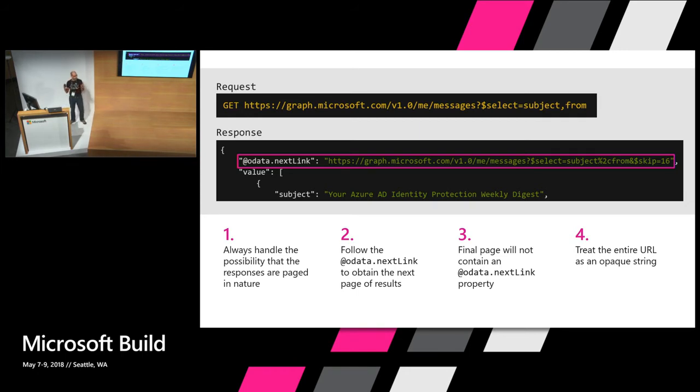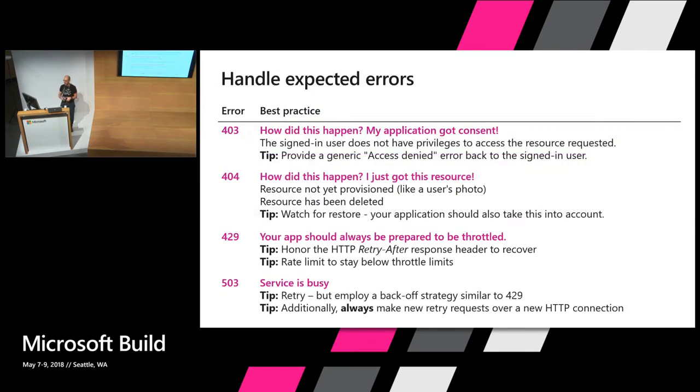So the last tip here is make sure that you treat that next link as an opaque URL. You just take that URL, stuff it into the next GET request, and that will get you the next page of results. The next thing I want to show you are a series of errors that you may get back from Microsoft Graph. There are many other errors that you could get back, but I just want to highlight these 4 particular errors.